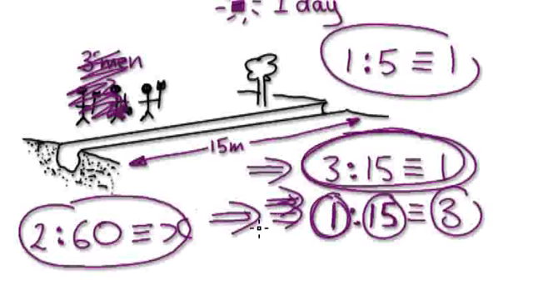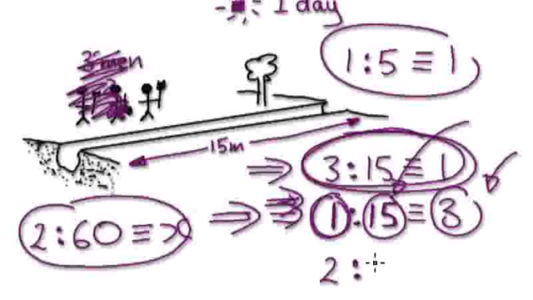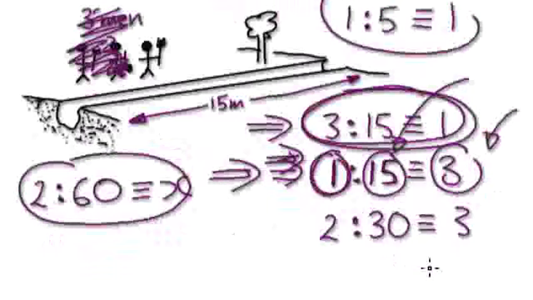Let's increase the number of people now. Let's say there are 2 people now. If one person digs 15 meters in 3 days, then 2 people would be able to dig 30 meters in the same period of time, in 3 days. You can either decrease this or increase this; I'm going to choose to increase this. Now our aim is to get to this stage here.